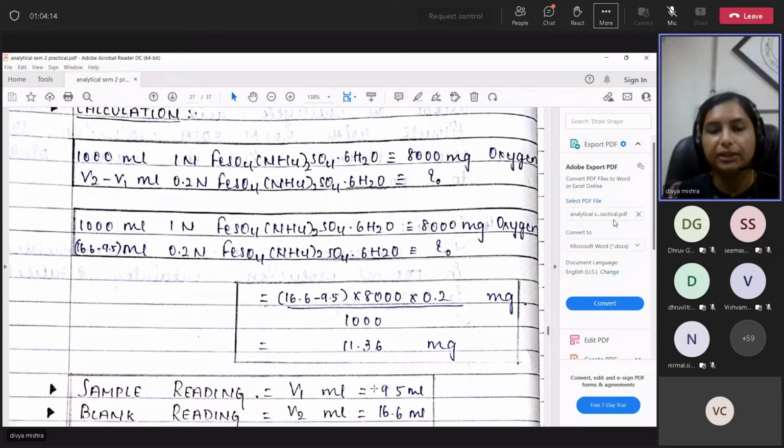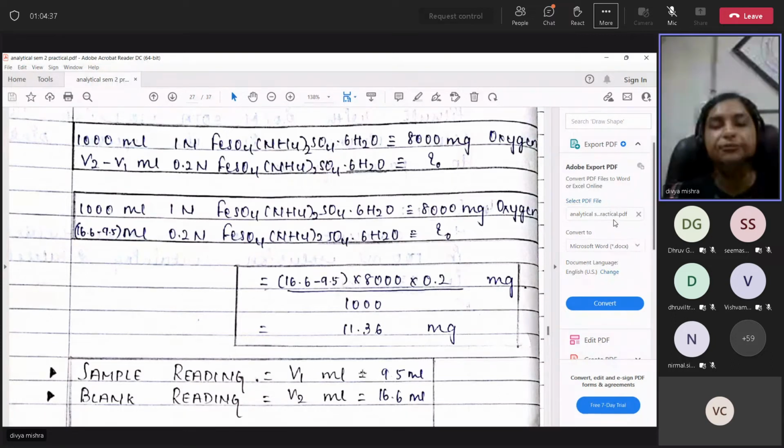But in case of our sample, the sample contains organic content as pollutant, so it will utilize some of the chemical oxidant. Some will be taken up and some will be left, which will further react with the ferrous ammonium sulfate. So by calculating the difference between the two, we are subtracting V2 minus V1. V2 is for blank, V1 is for sample, right?